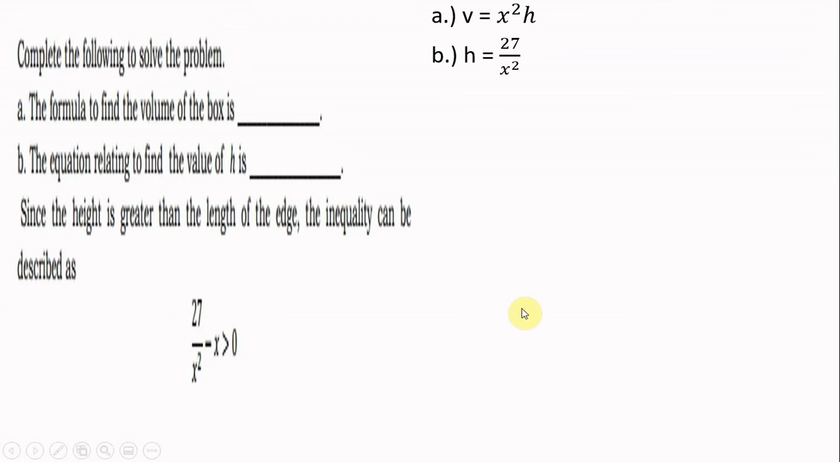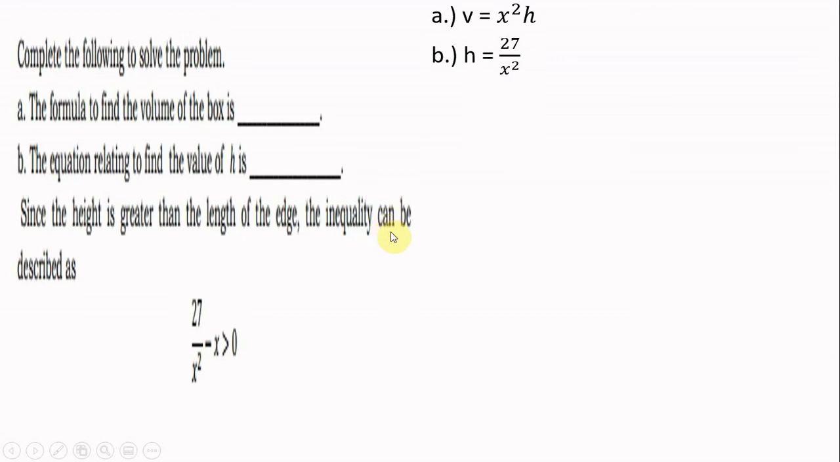Okay, now complete the following to solve the problem. The formula to find the volume of the box is, actually, the area of the base times the height, and since it is a square base, if our edge is x, then volume is equal to x squared times height. Now, the equation to find the value of h: from letter A, we just divide both sides by x squared, so x squared cancels, and h remains on the left. So h is equal to volume over x squared, and since the volume is given, which is 27, h equals 27 over x squared.